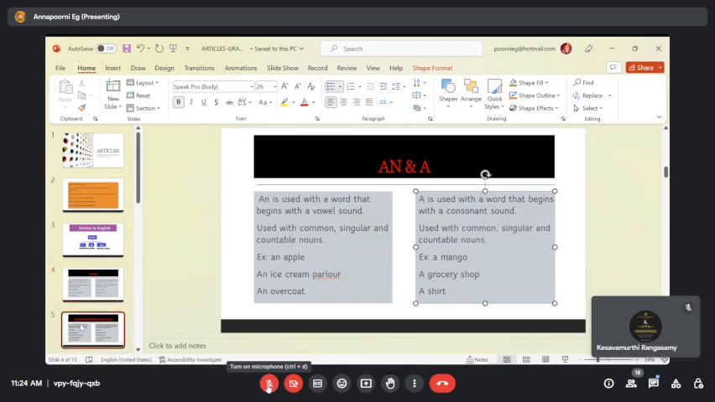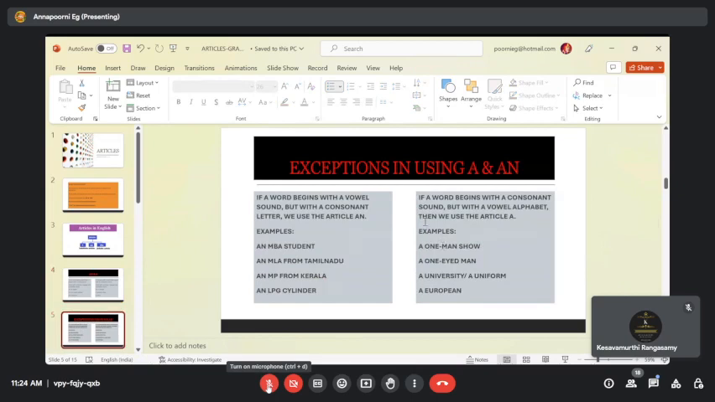But here you can see, Kiran, are you there in the meet? Can you just read the right box? If a word begins with a consonant sound, but with a vowel alphabet, then we use the article a. Examples: a one-man show, a one-eyed man, a university or a uniform, a European.